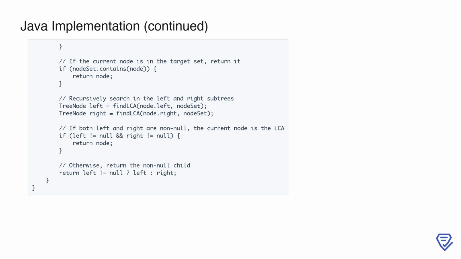Then, we recursively call findLCA on the left and right subtrees to continue the search. If both left and right recursive calls return non-null nodes, it means the current node is the lowest common ancestor, as the target nodes are found in separate subtrees. In this case, we return the current node. Otherwise, we simply return whichever child is non-null, as that indicates the subtree containing the target nodes. This recursive logic ensures that the function efficiently identifies the lowest common ancestor in the binary tree.